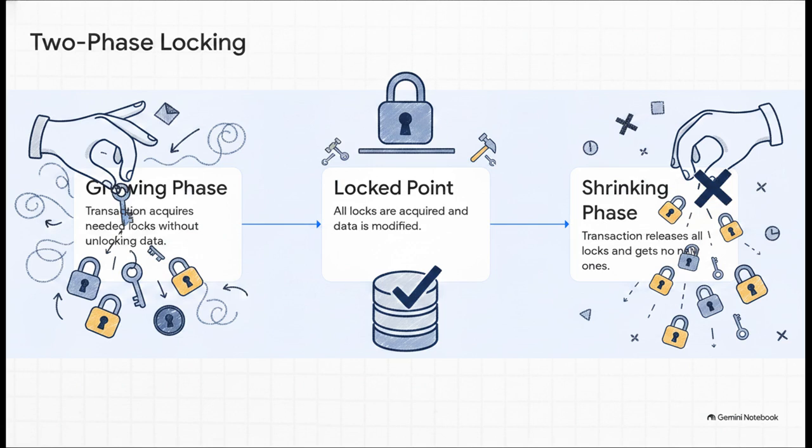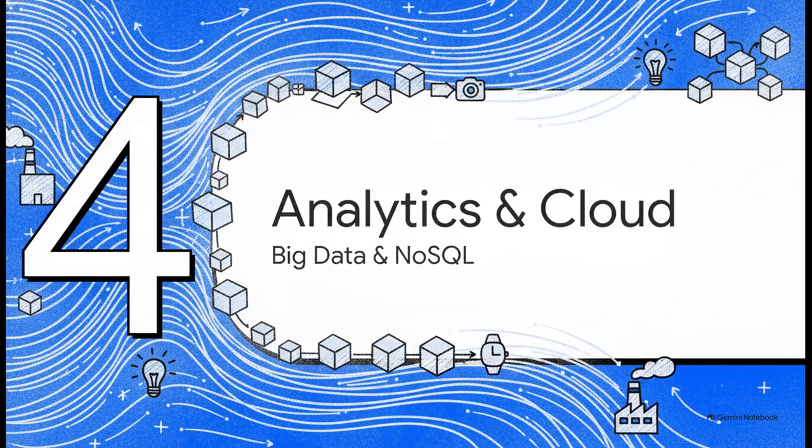Now, while 2PL ensures data isn't corrupted by simultaneous edits, it is worth noting it doesn't entirely prevent deadlocks on its own, but it really is the foundational rule for transaction management. Okay, that wraps our section on transactions. Moving on to section 4, analytics, big data, and cloud.